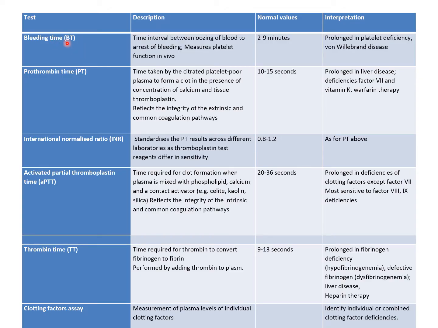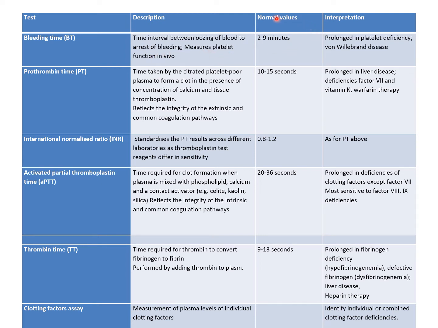You may also find it quite useful to have a basic understanding of various tests which are used to evaluate hemostasis, including the bleeding time, prothrombin time, INR, activated partial thromboplastin time, thrombin time, and then estimation of various coagulation factors. So again, I'm not going to read everything, but just give you an example that bleeding time is basically the time interval between oozing of blood from the time of injury to the arrest of bleeding, and it basically measures the platelet function in vivo.